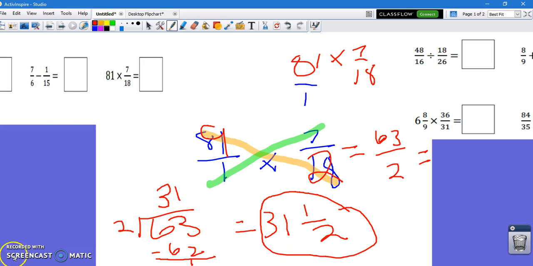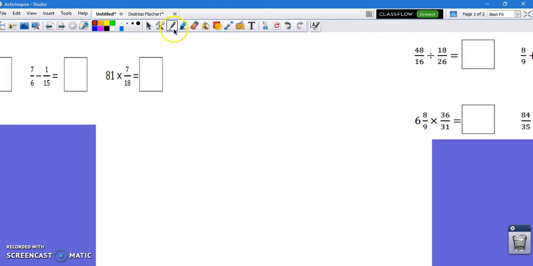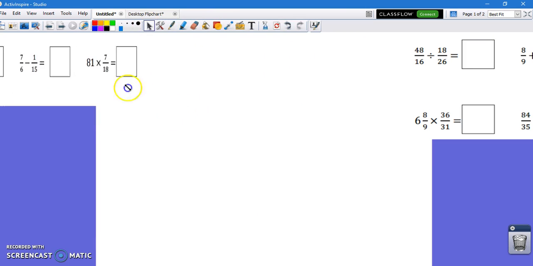Okay, let's see what else I can do with multiplying. Okay, so other type of multiplying, let's see. I'm going to go back and look at this one, still on the first page.